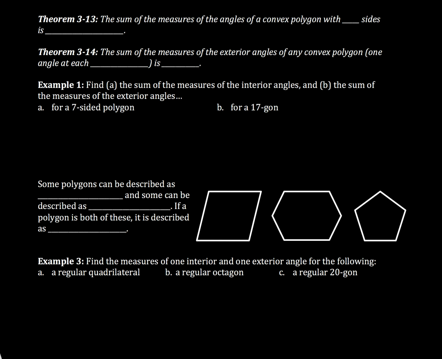Well, what if we have a 27-sided polygon? Do we just want to add a whole bunch of 180s? Well, no. Thankfully, we can have a little formula, right? If our convex polygon has n number of sides, where n could be anything more than 3, it could be 3 sides, it could be 23 sides, the sum will be n take away 2 times 180.